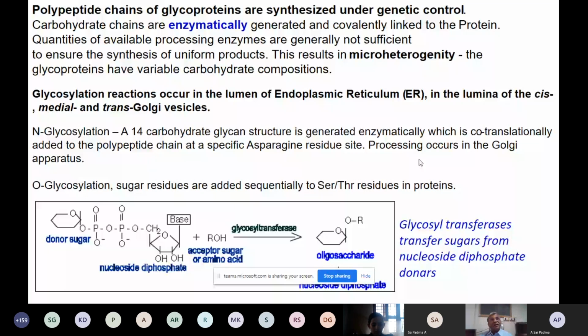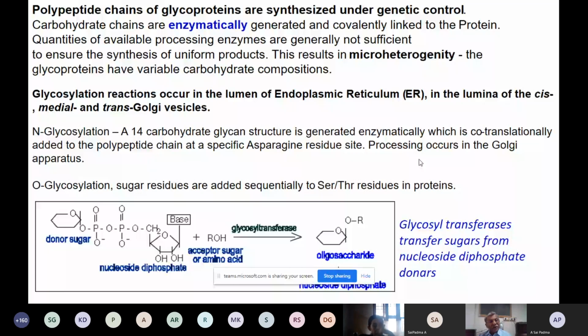For N-glycosylation, a 14-carbohydrate glycan structure is generated enzymatically, which is co-translationally added to the polypeptide chain at a specific asparagine residue site. Further processing occurs in the Golgi apparatus. So we are today dealing mostly with the N-glycosylation pattern, but I'll also tell you briefly about O-glycosylation, where sugar residues are added to the serine and threonine amino acid residues in the polypeptide chain.